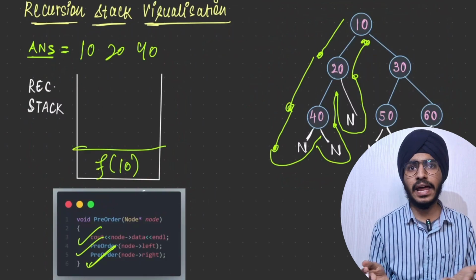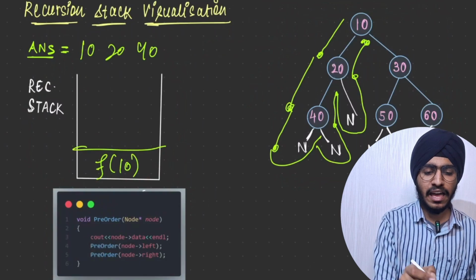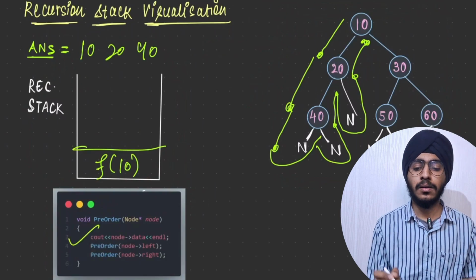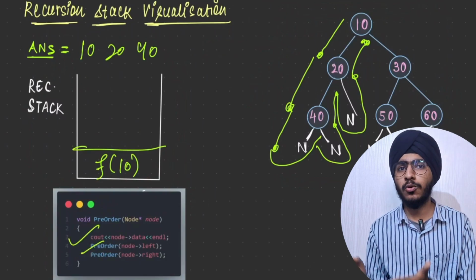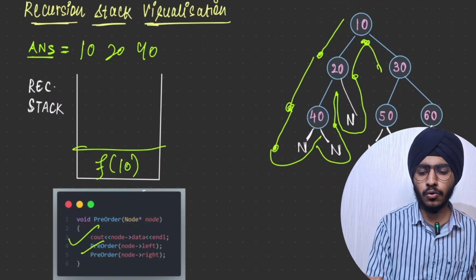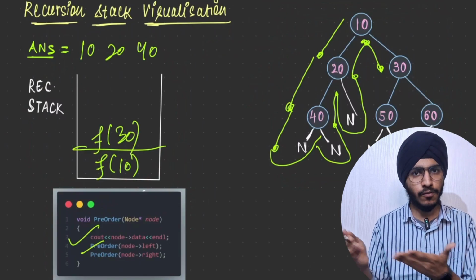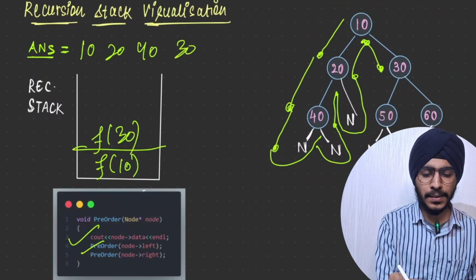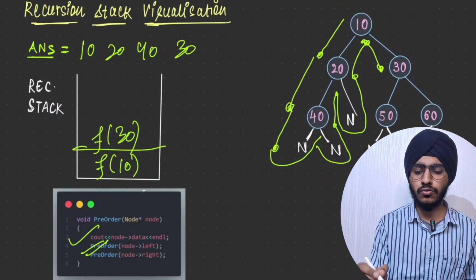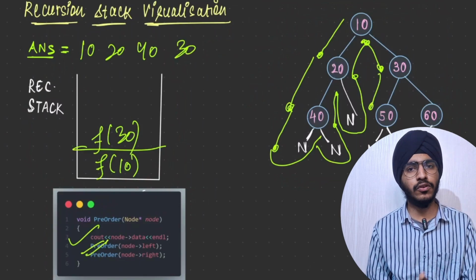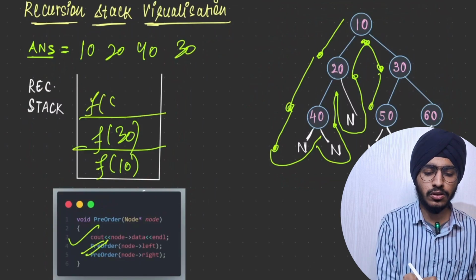Now 10 will say where I was. 10 will say that I have been printed and my left is also done. Now time to go to my right. So when we go to the right, we will call the function of 30. Now we will operate upon the function of 30. It will say print me, then go to my left. So we'll again go to left. It will call the function of 50. So we'll again push it into the stack.